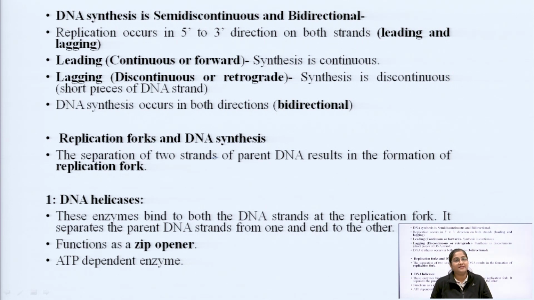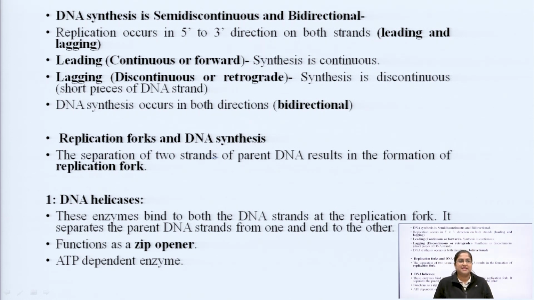And why is it called bidirectional? Because the two DNA strands are complementary to each other. The parent strand first is 5' to 3', definitely the second will be 3' to 5'. So, when there is synthesis in one, the synthesis will happen in this direction, whereas the synthesis will happen in this direction. That is why it is bidirectional.